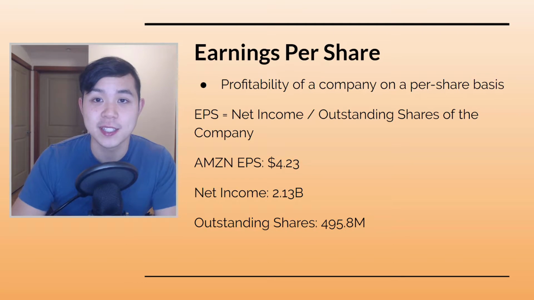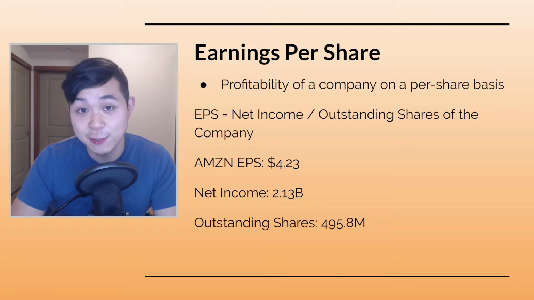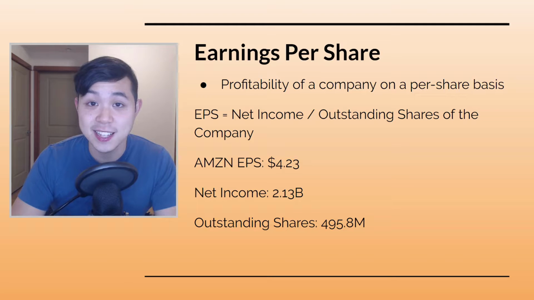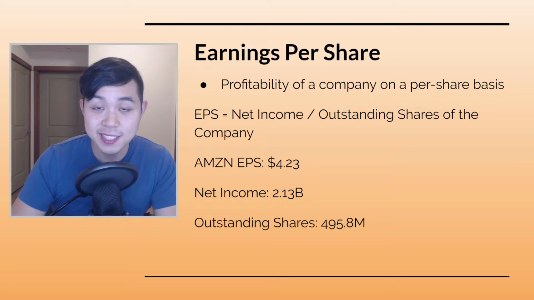If we see the EPS starting to trend down, then that might be alarming. And on the flip side, if we see EPS starting to rise, then that's a good thing. It means the company might be more profitable. So EPS, basically, is the profitability of a company on a per share basis. We get this by taking the company's net income and dividing it by the number of outstanding shares.